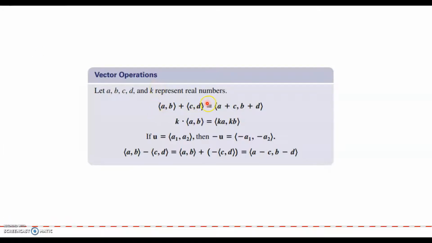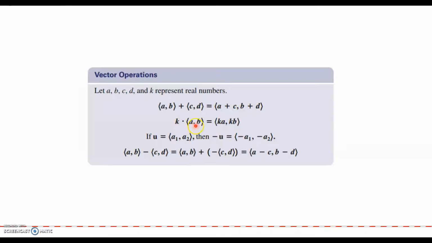So you can add two vectors together. If we add vector (a, b) plus (c, d), basically you add the horizontal components together and you add the vertical components together, and you get a plus c, comma, b plus d. This is your new horizontal component, and this is your new vertical component.